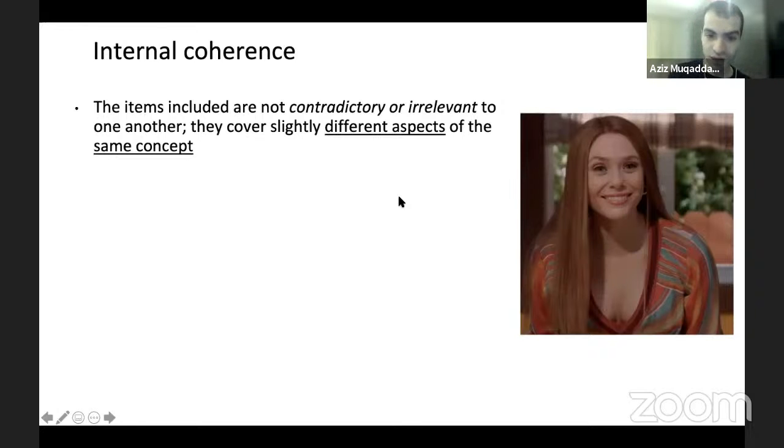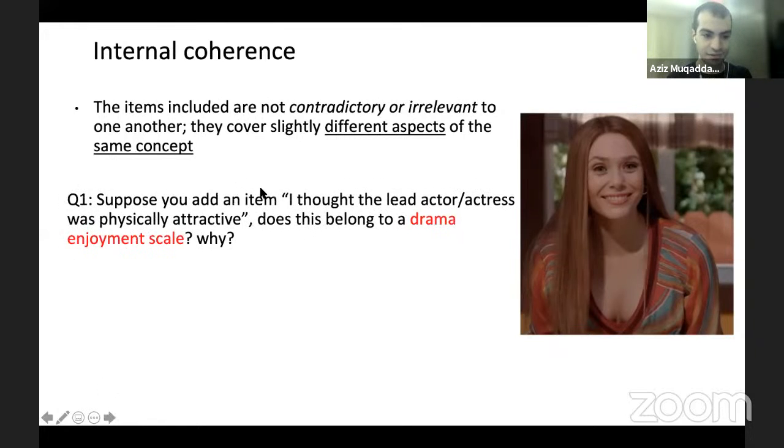Then we have internal coherence, which is related to exhaustiveness, in that those sub-dimensions are not contradictory against one another, but are different aspects of the same thing. Let me give you an example. Suppose you add an item to that drama enjoyment scale and say, I thought the lead actor or actress was physically attractive. Does that item belong to a drama enjoyment scale? Why or why not?